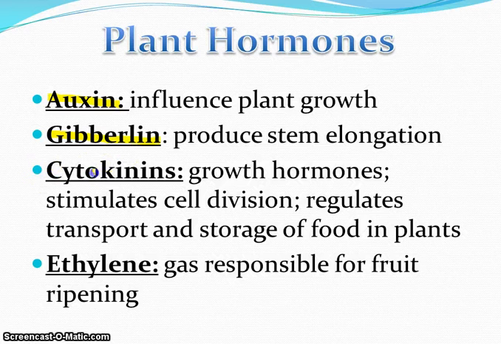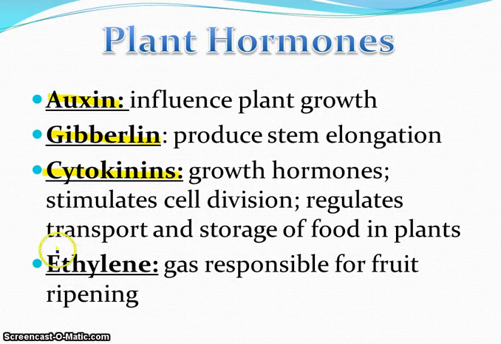The next hormone is cytokinins. Again, this is another growth hormone. It's going to stimulate cell division. It's going to stimulate rapid growth in different plants. It can also repair damaged tissues. It can regulate their stem and root growth. And it's very important in regulating the transport and storage of food in plants through the phloem. It also can help delay the death and aging of a plant.